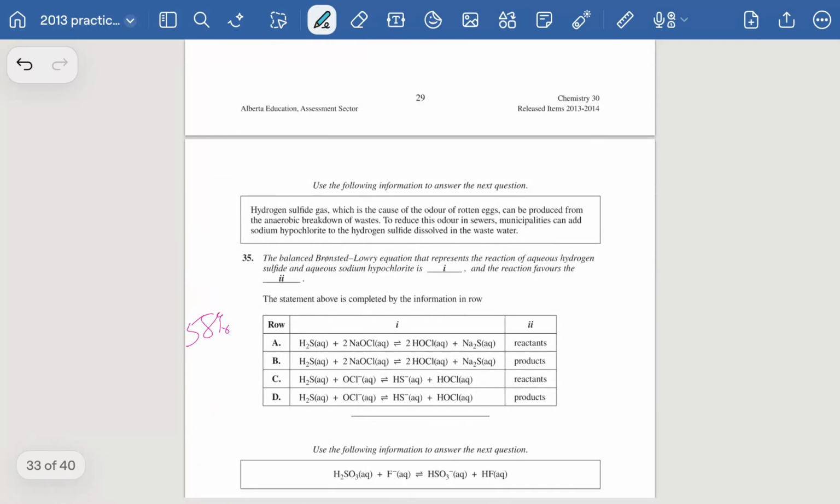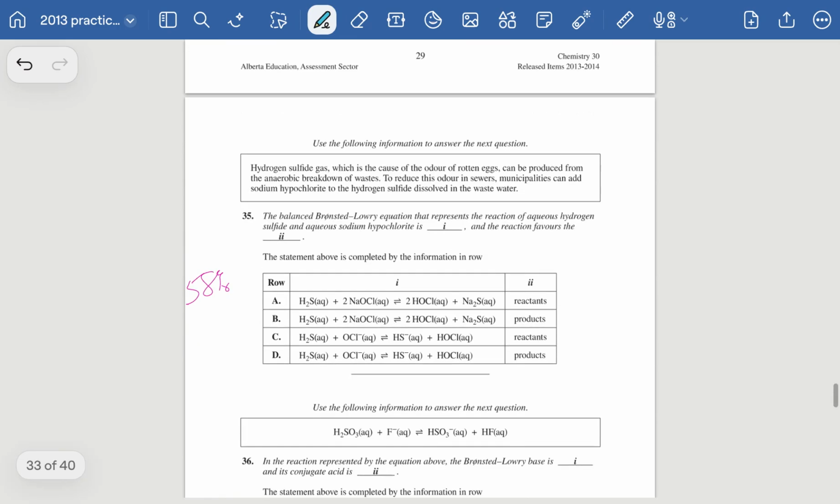Okay, number 35, we are asked to look at the reaction for hydrogen sulfide and aqueous sodium hypochlorite. So looking at the Bronsted-Lowry reaction for this, you can take out the first two because we need to see those ions. And then when it says the reaction favors, we would just look at your data booklet and look at placement. When you look at placement, the acid is higher up on the table and then the base. So if that's the case, products are favored. If the base is higher than the acid, then it would be reactants favored.